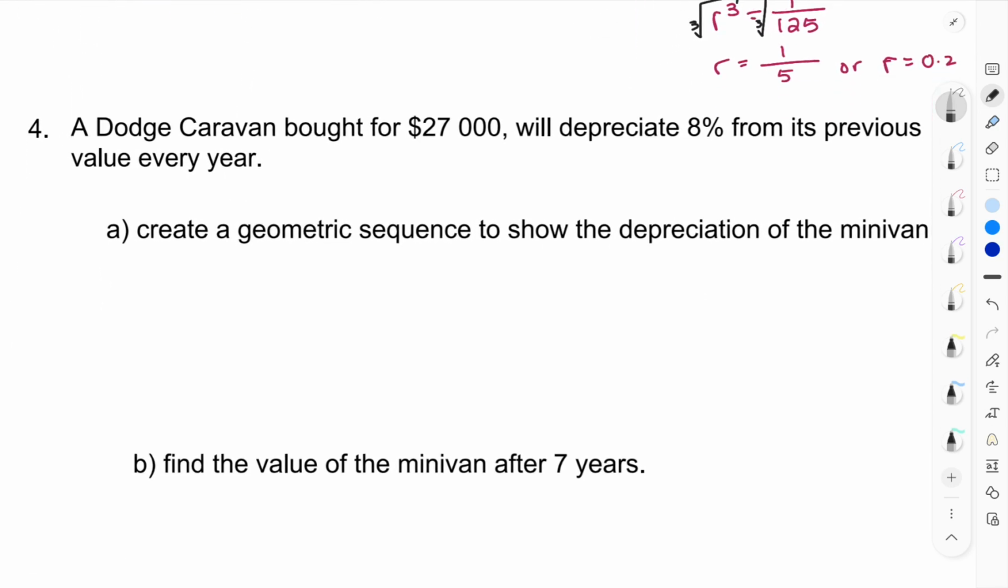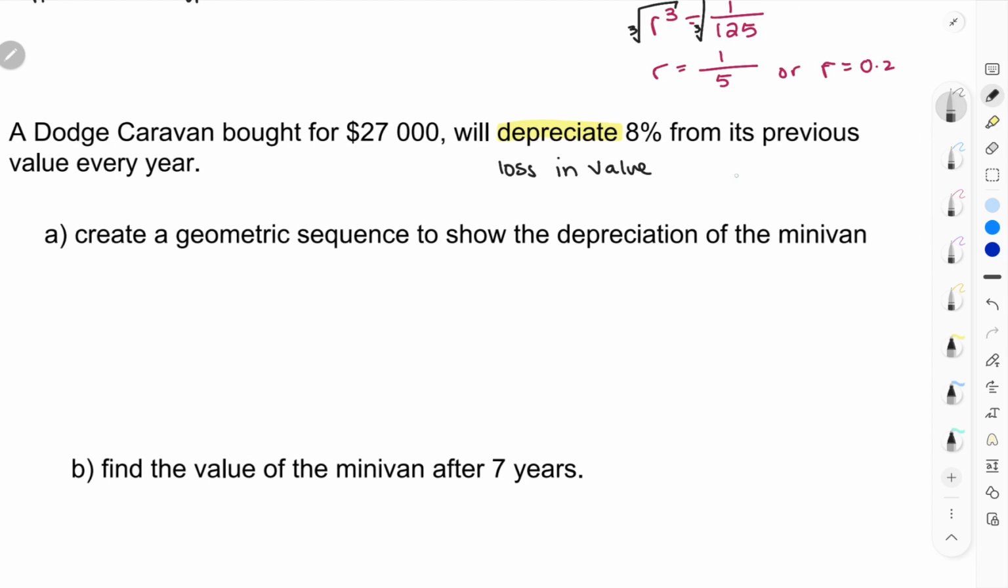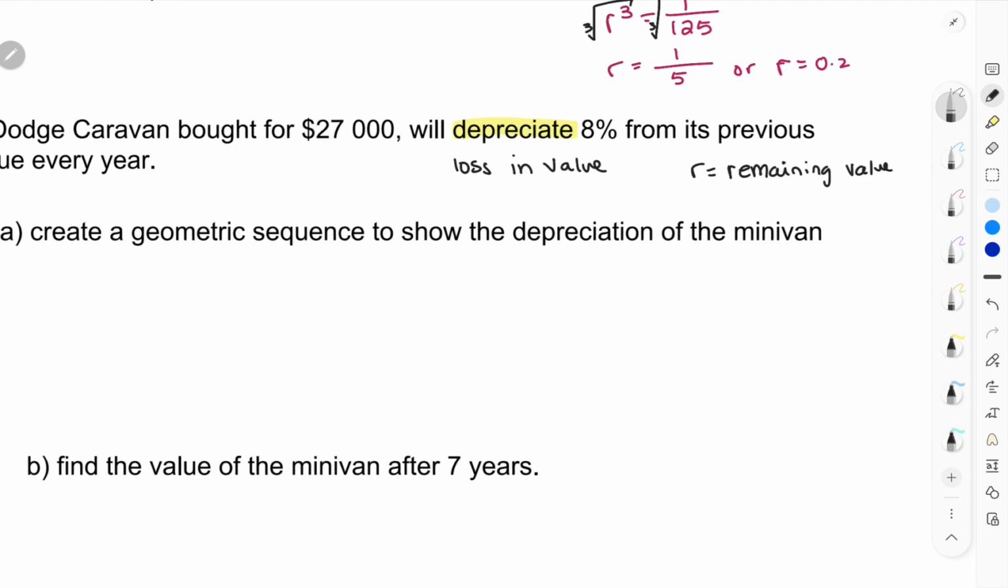All right, and then the application problems. So a Dodge Caravan, quality minivan, is bought for $27,000. It will depreciate by 8% from its previous value each year. So depreciate is a loss in value. But keep in mind, I want my R value to be the remaining value. I want my R to tell me exactly how much it's worth.